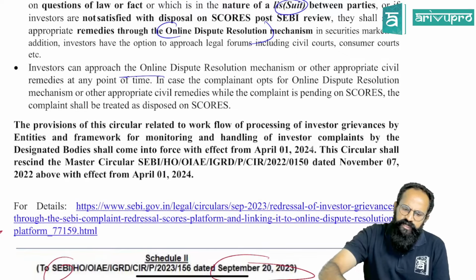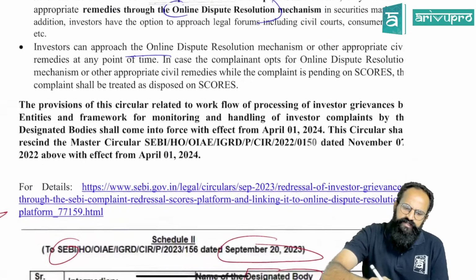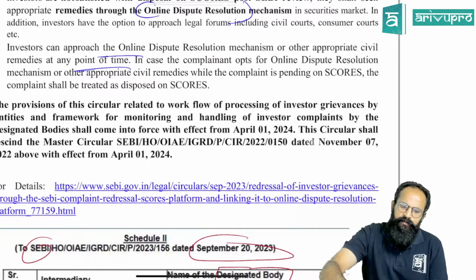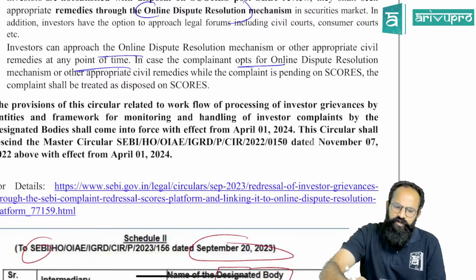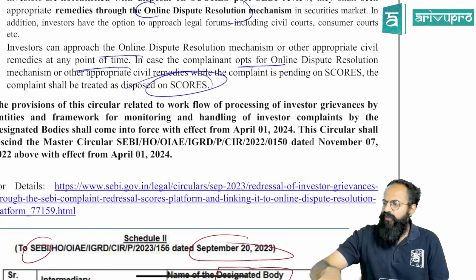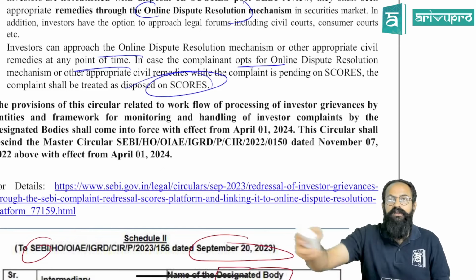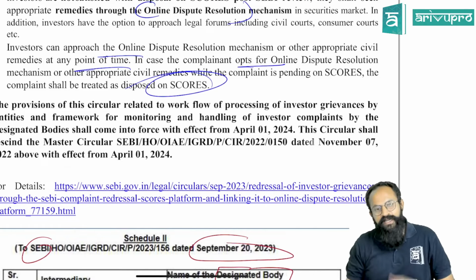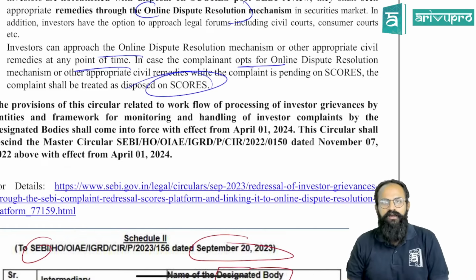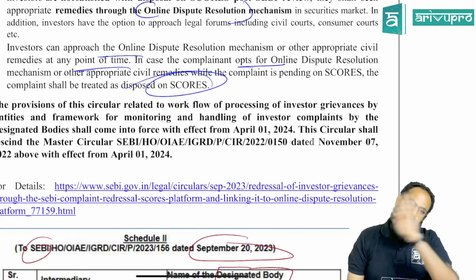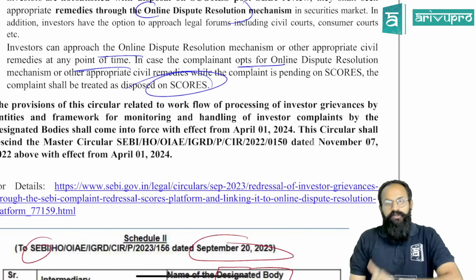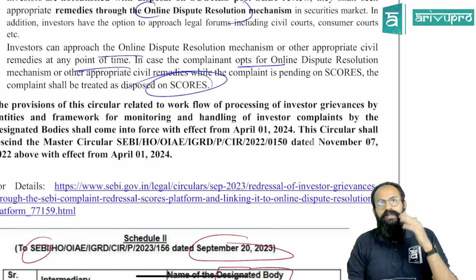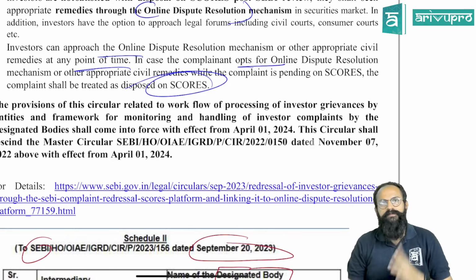Investors can approach the online dispute resolution mechanism or other appropriate civil remedies at any point of time. In case the complainant opts for online dispute resolution or other appropriate civil remedies while the complaint is pending on SCORES, the complaint should be treated as disposed on SCORES. Meaning, when the case is still going on and you think you're not happy, you can still, at any given point of time, directly go to ODR. Even if you have already lodged a complaint on the SCORES platform, you can still go. But once you go there, on the SCORES platform it will be treated as your complaint is resolved.